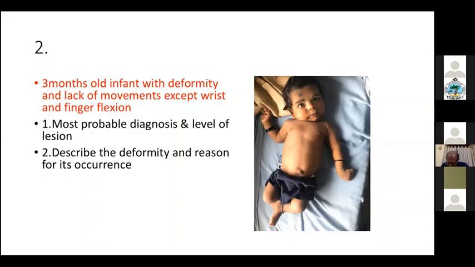Extension of the wrist is by which root? Very thorough with these things. Flexion of the elbow, extension of the wrist, and abduction of the thumb is by C6. Okay, C6 is not acting. That is why it goes into flexion.